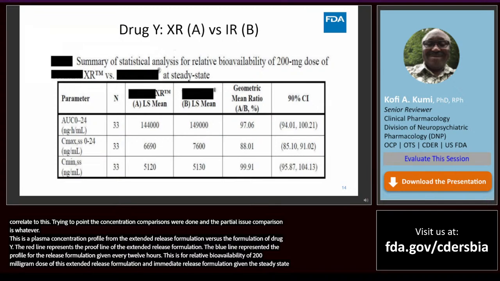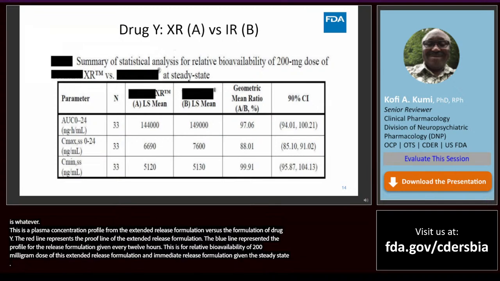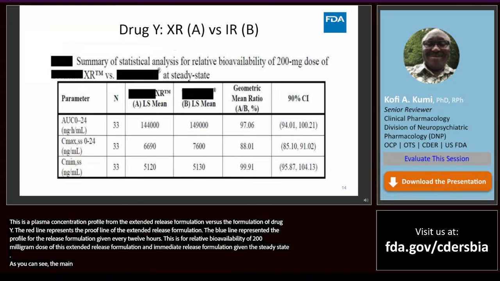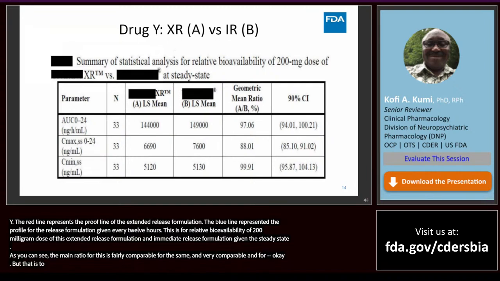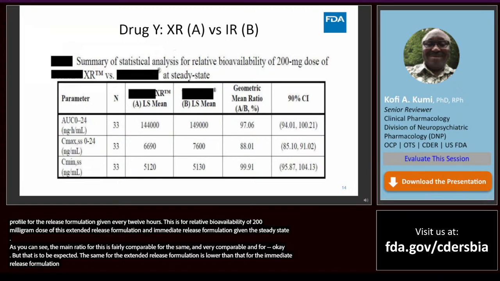As you can see, the mean ratio for AUC were fairly comparable, for Cmin very comparable, and for Cmax was okay, but as to be expected, the Cmax for the extended release formulation is lower than that for the immediate release formulation. And as you can see, the 90% confidence intervals are all contained within the 80 to 125 regulatory criteria for bioequivalence.